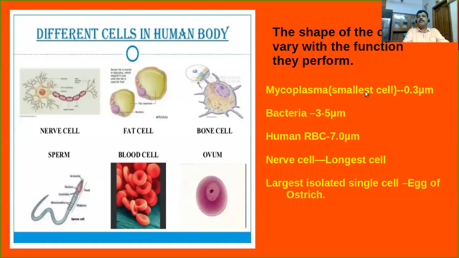One of the smallest living cells. Its size is about 0.3 micrometer in length. A bacterium has 3 to 5 micrometer. The human RBC is 7 micrometer. And do you know the largest isolated single cell? Yes, the egg of ostrich. So what I am going to convey is that all these types of cells show great variation in their size and shape.